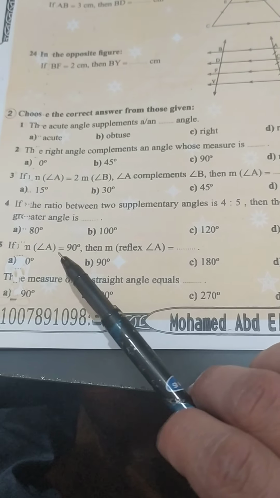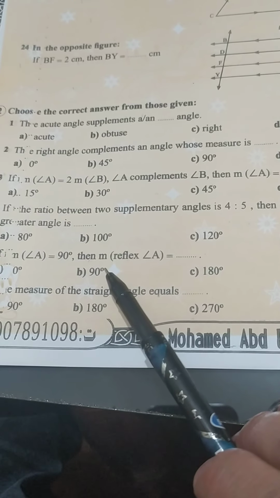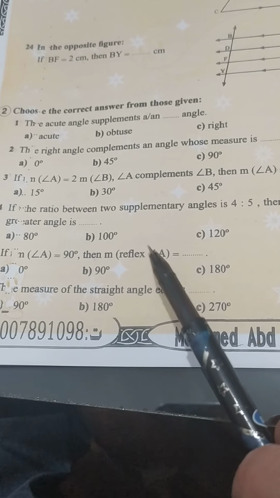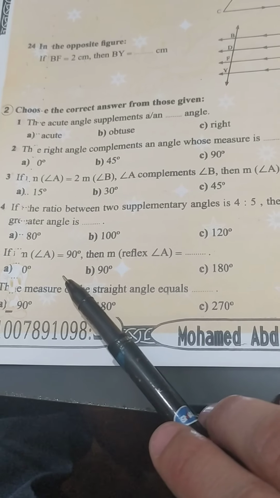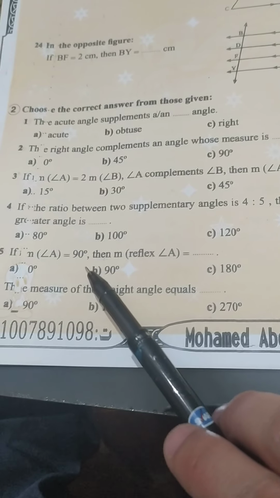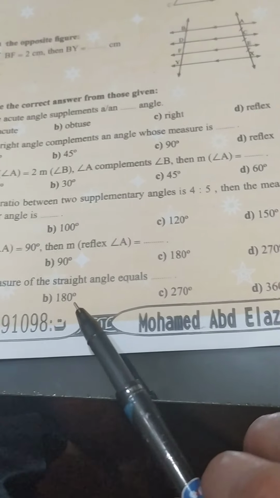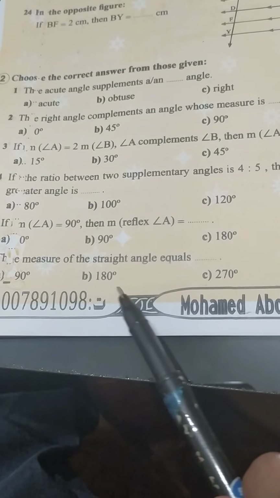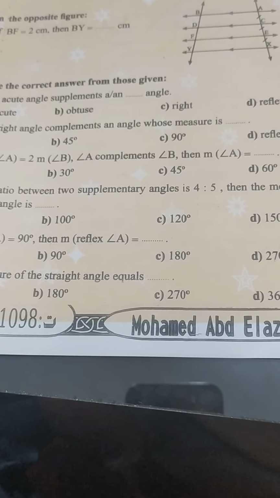Okay, 100. If measure A equals 90, then the measure of the reflex is what? Whenever I find a reflex angle, I take the angle I have and subtract it from 360. So 360 minus 90 equals 270. The measure of the straight angle equals 180. Okay, thank you for listening and goodbye.